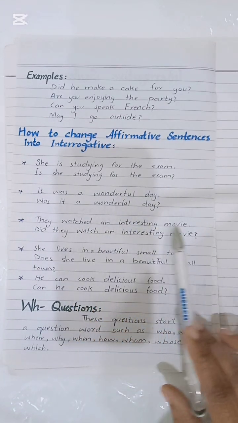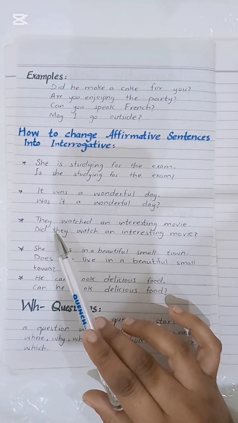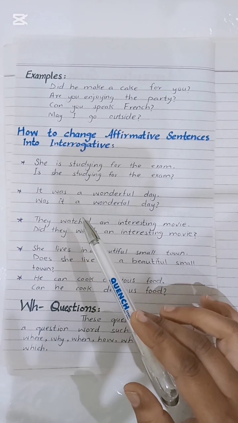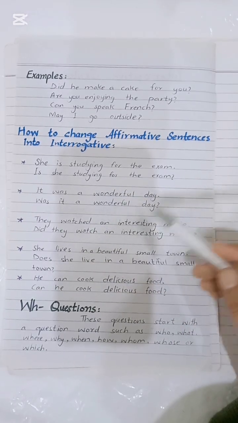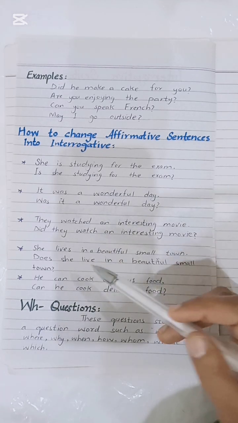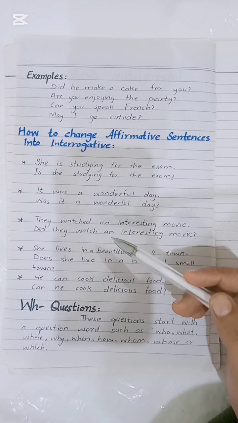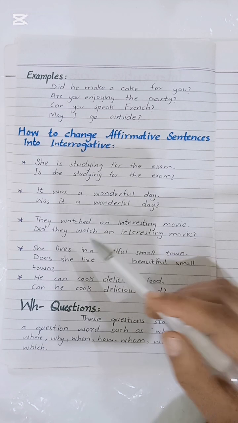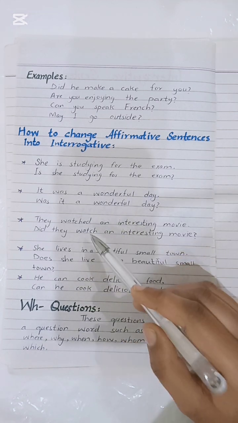They watched an interesting movie. In this sentence, you can notice that there is no helping verb. So, what to do when there is no helping verb? In simple present and simple past tenses, there are no helping verbs. First, we have to identify whether the sentence is simple present or simple past. If it is simple present tense, we can use helping verbs like does or do, according to the subject of the sentence. And if it is simple past, then we have to use did.